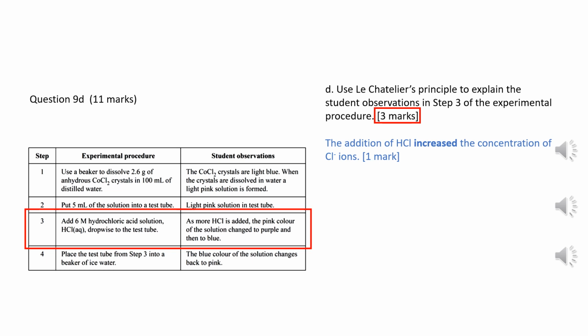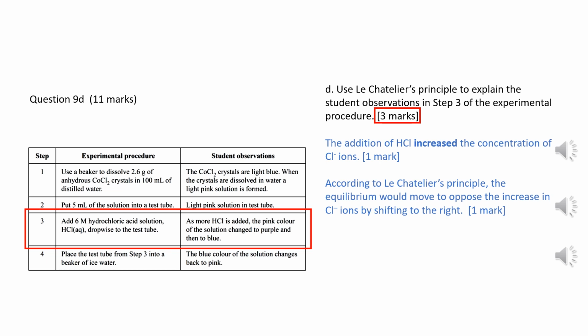The scientific principle applied to this question is Le Chatelier's principle. Students only needed to state the name of the scientific principle without restating its content. Based on the scientific principle in the experimental process, the scientific conclusion was obtained: the equilibrium would move to oppose the increase in Cl ions by shifting to the right.